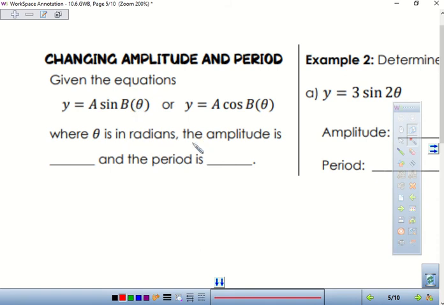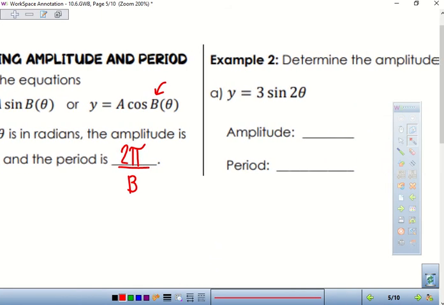So, where theta is in radians, the amplitude is actually, and it's funny you say that, because we are going to be talking about absolute value a little bit. The amplitude is the absolute value of A, okay? And the period is if you take 2 pi, and you divide it by the B value. That's this value right here in front of theta. Now, in most graphs, unless you have a B value, your B value is just an implied 1, which means your period is just 2 pi. But if there's something other than a 1 there, that's when you know the period is going to change.